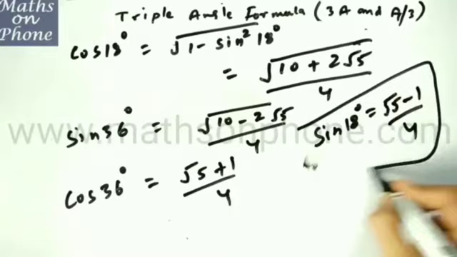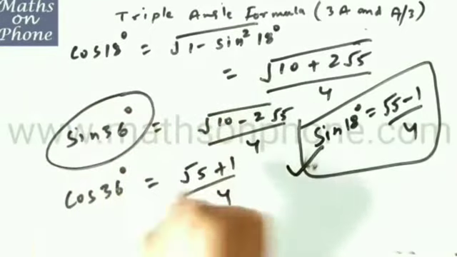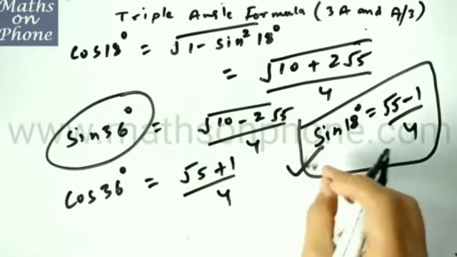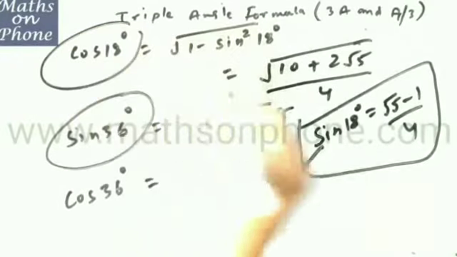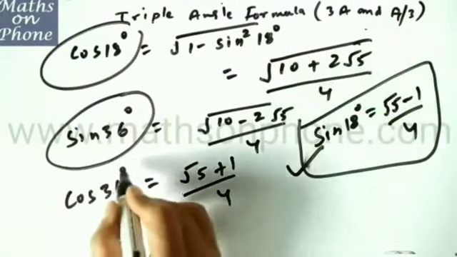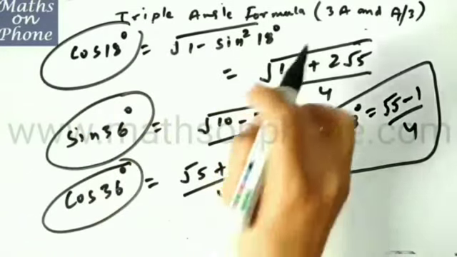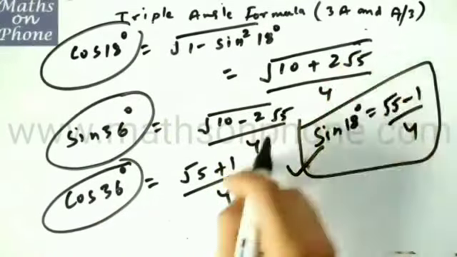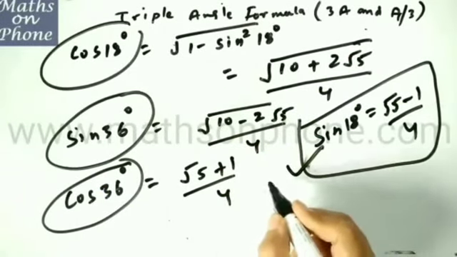Now just see how to remember. In the case of sine, minus is there: 18 degree minus, 36 degree minus. Just a way of remembering, never get confused. Cos 18 degree, you will say plus. Cos 36 degree, you will say plus. So in the case of cos, you just remember it is plus. In the case of sine, it is minus. Now you can easily find all other values.